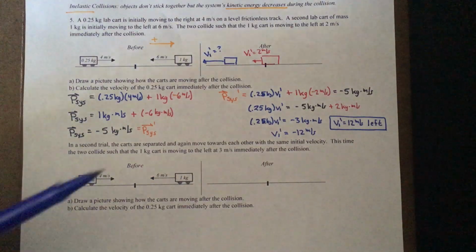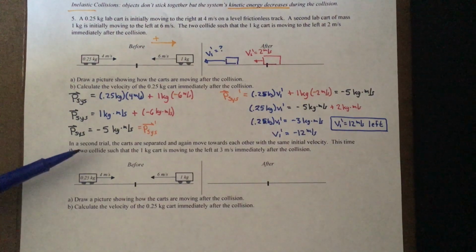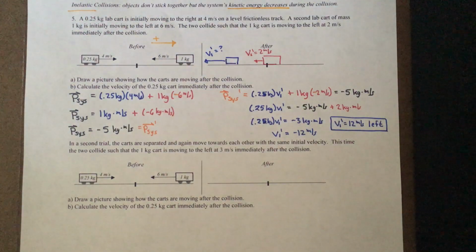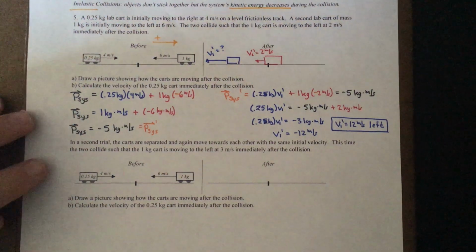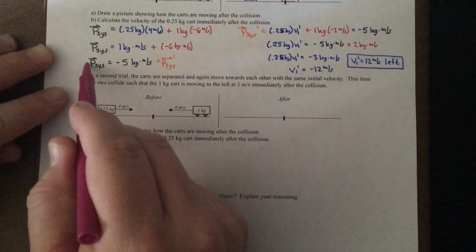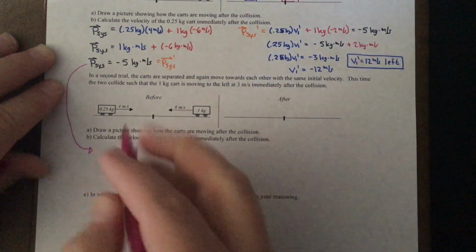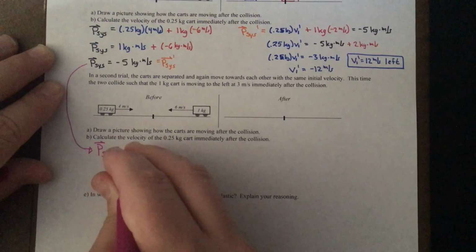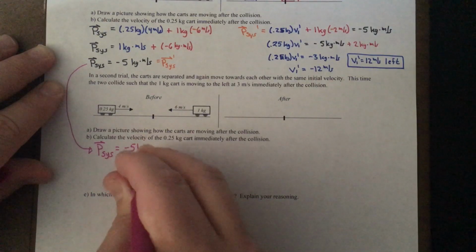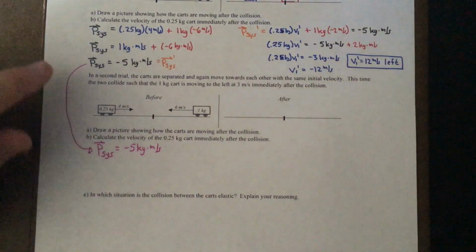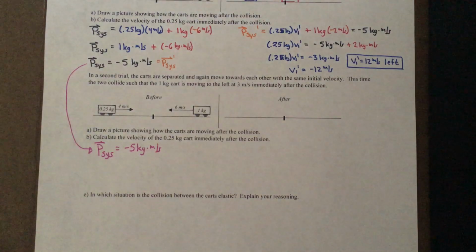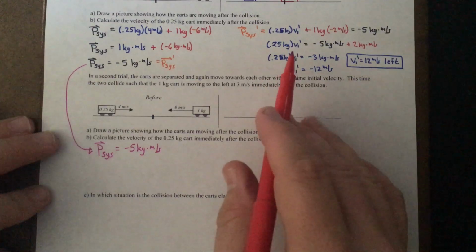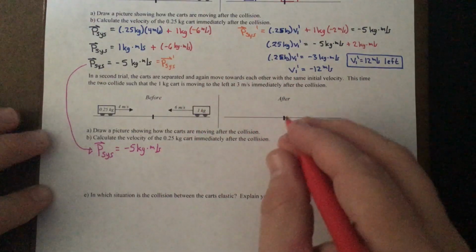All right, so we do the whole thing again. Second trial, the carts are separated and move towards each other with the same initial velocity. So my before picture is exactly the same as it was before, so I don't need to do anything differently. I just need to come down here and go, hey, this system has the same momentum as we did before. Nothing changes there. This time, the 1 kilogram cart is moving at 3 meters per second immediately after the collision.